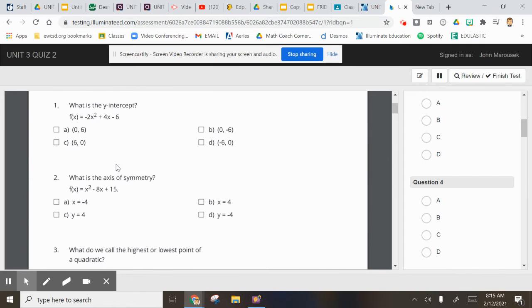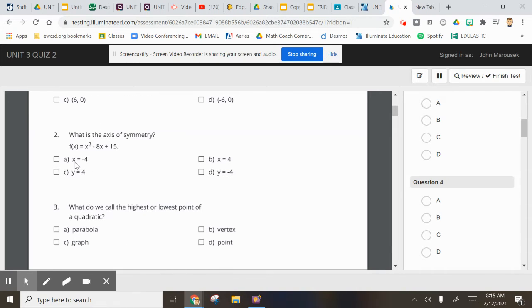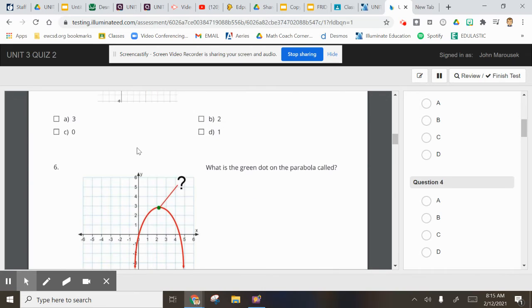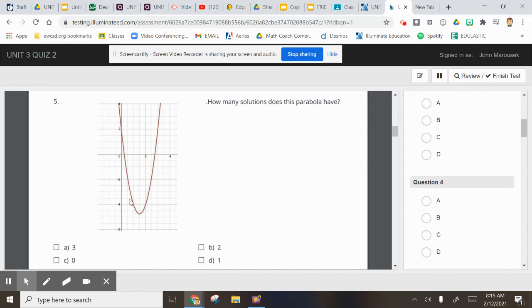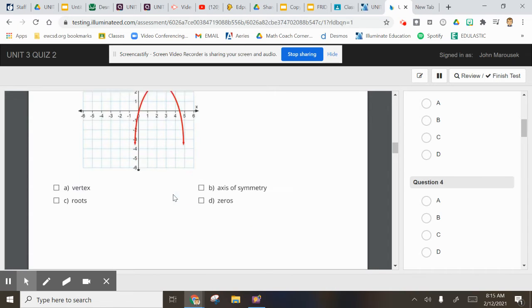What is the axis of symmetry on this problem? Look closely. This is x and y. Don't let that mess with you. All right. What do we call the highest or lowest point of a quadratic? We haven't really talked about it, but think about it. If I looked at this quadratic, what would be the lowest point of a quadratic? What would be the highest point of a quadratic?